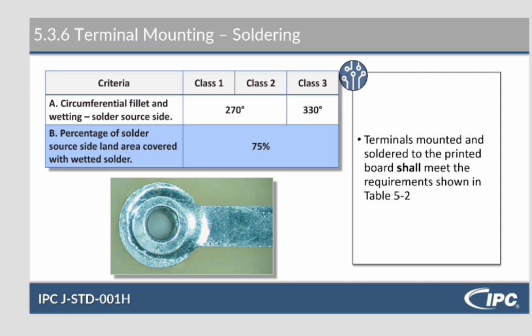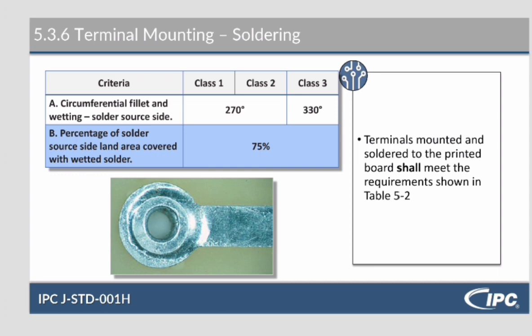So for soldering of that flange, whether it's the rolled or flared, if it is to be soldered, the circumferential fillet and wetting should be on the solder source side, 270 degrees for Class 1 and 2, and 330 degrees for Class 3.